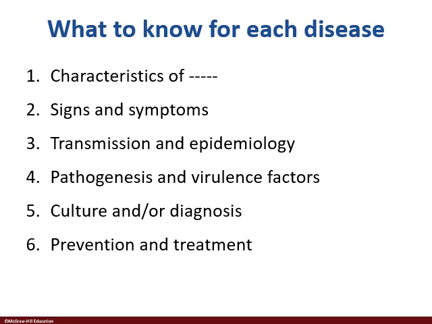Number 5 is the infectious diseases lab portion. How do you go through and identify? What are the special things about culturing it? What are the special things about diagnosing it? And then finally, treatment and prevention. What are the best treatments? Here's the best antibiotics. Here's the best antivirals. Here's the best pills, the best creams.